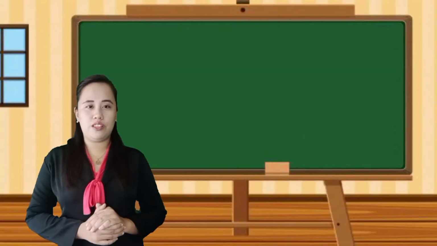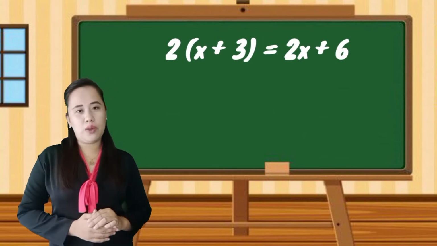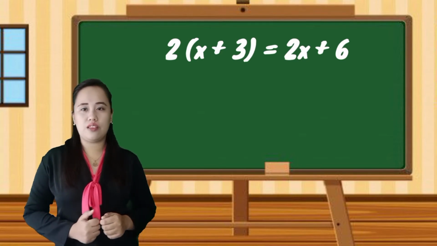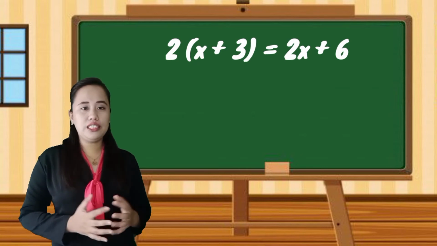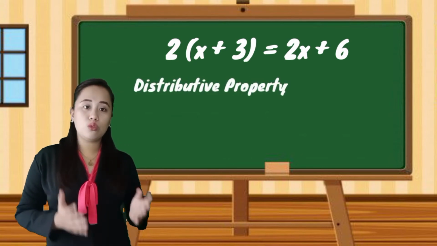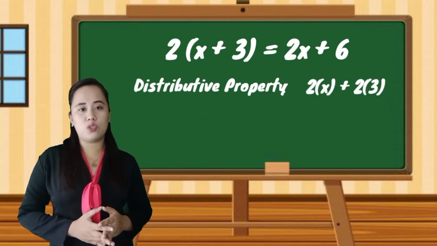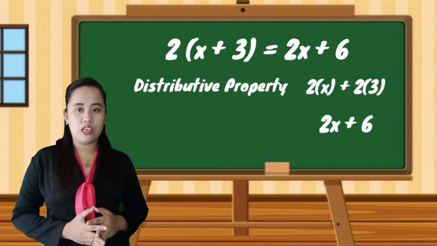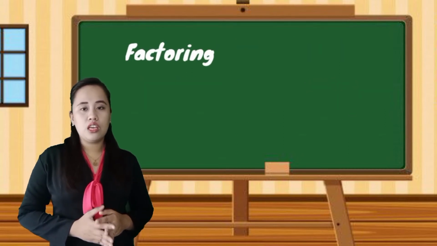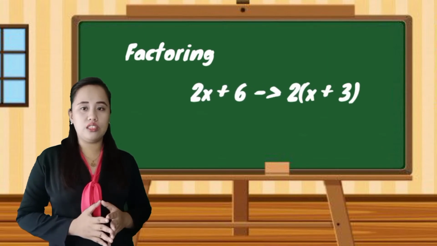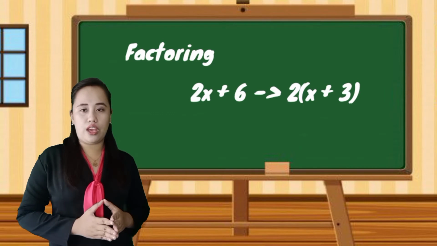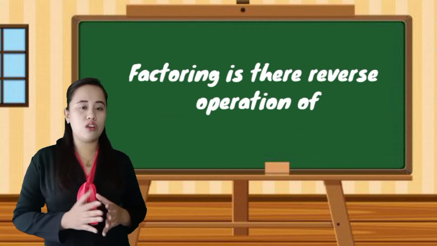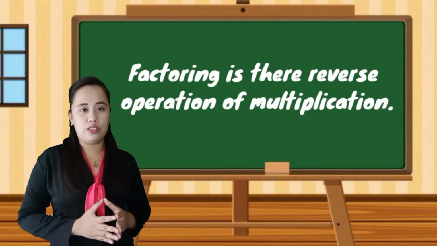Study the given expression. We have 2 times the quantity of x plus 3 is equal to 2x plus 6. Notice that using the distributive property, 2 times the quantity of x plus 3 becomes 2x plus 6. And hence, by factoring 2x plus 6, you will yield 2 times the quantity of x plus 3 back. Meaning, factoring is the reverse operation of multiplication.